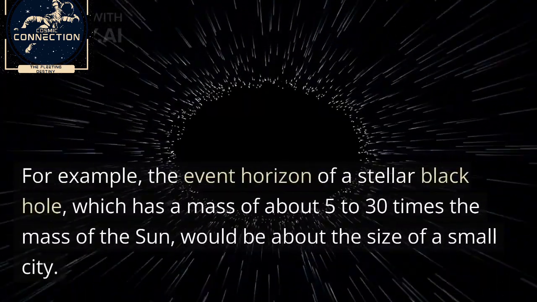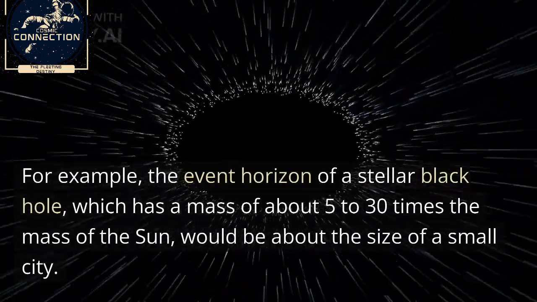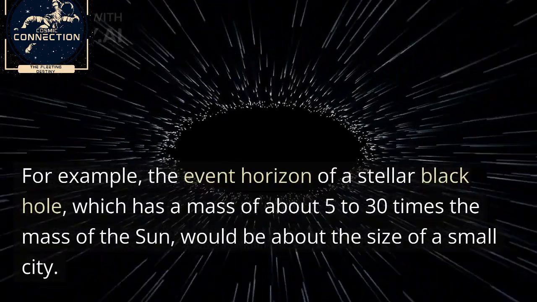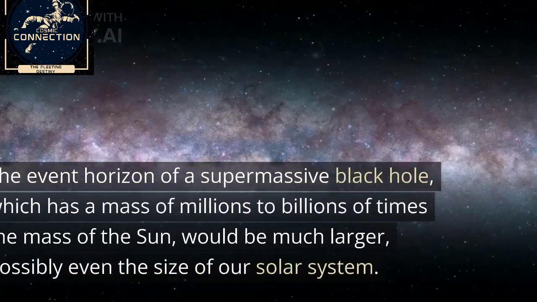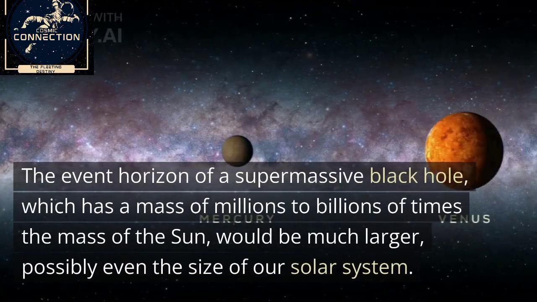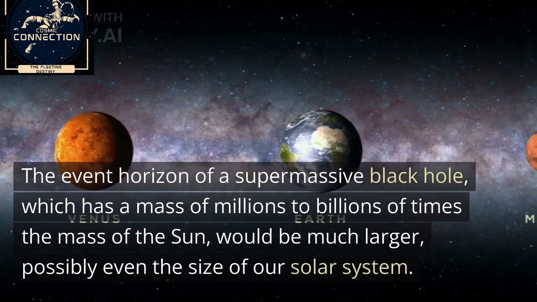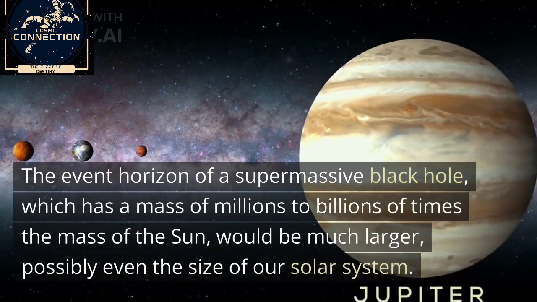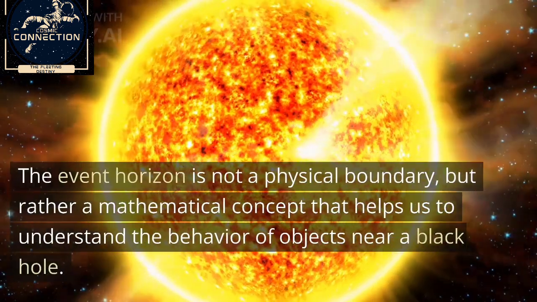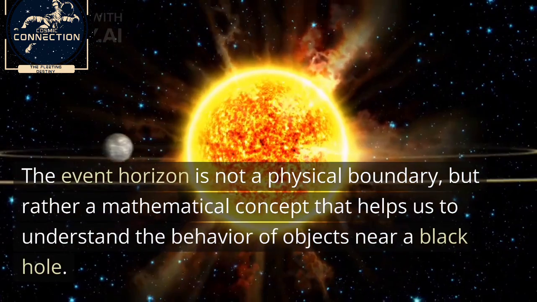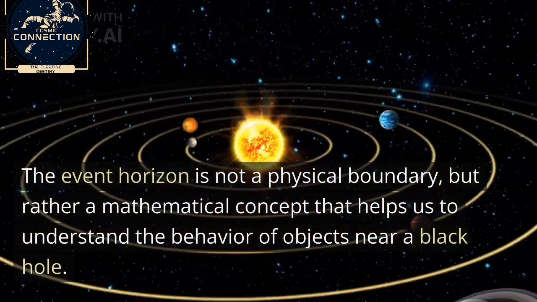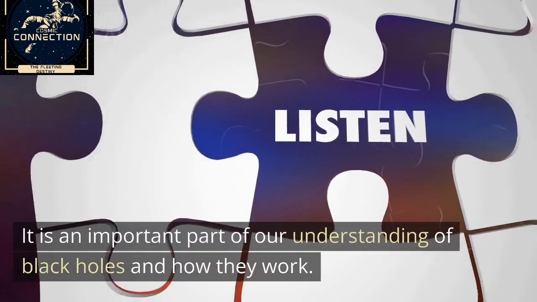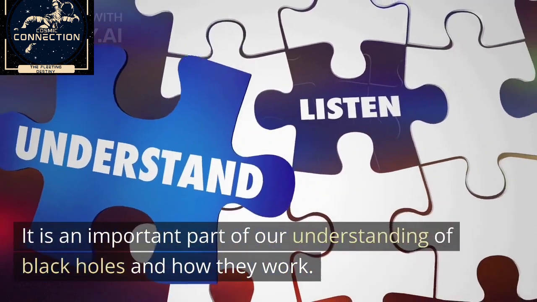For example, the event horizon of a stellar black hole, which has a mass of about 5 to 30 times the mass of the Sun, would be about the size of a small city. The event horizon of a supermassive black hole, which has a mass of millions to billions of times the mass of the Sun, would be much larger, possibly even the size of our solar system. The event horizon is not a physical boundary, but rather a mathematical concept that helps us to understand the behavior of objects near a black hole. It is an important part of our understanding of black holes and how they work.